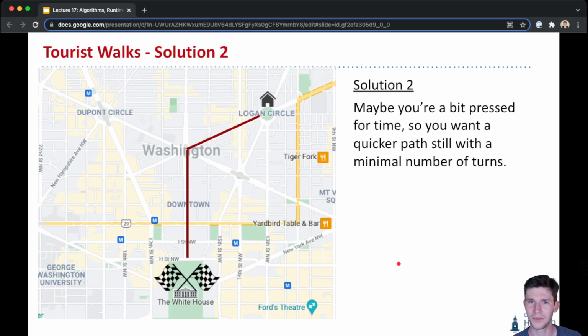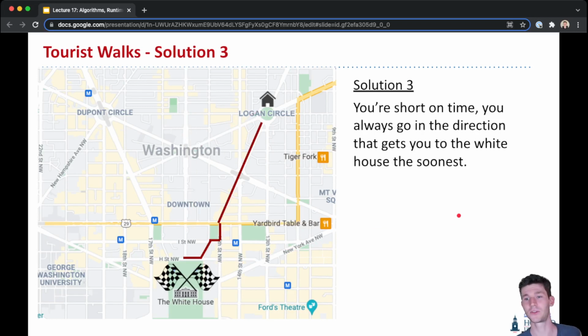But here's another one. Maybe you don't like remembering many directions, but it's okay. You don't have to walk only on horizontal or vertical streets. You'll be okay if you're walking on a diagonal street. And you're a little pressed for time. So you want this path, this maybe was a little longer. You take a quicker path, but still the minimal amount of turns. So whatever street this is here, I forget. You walk there until you reach 16th, and you turn left on 16th and walk down to the White House.